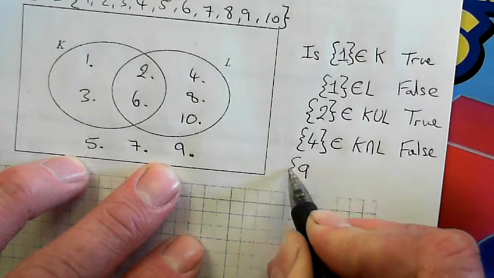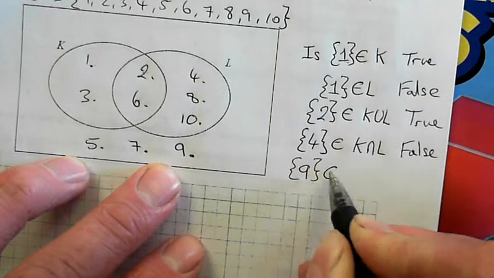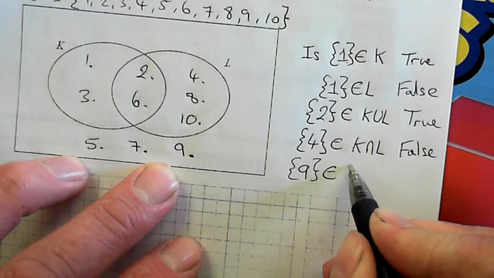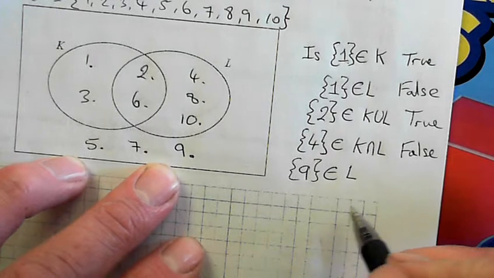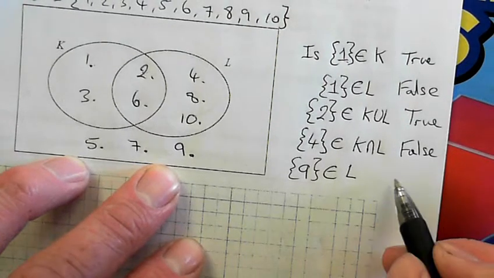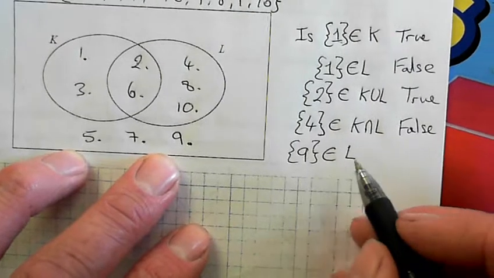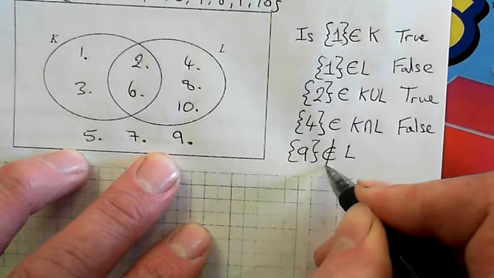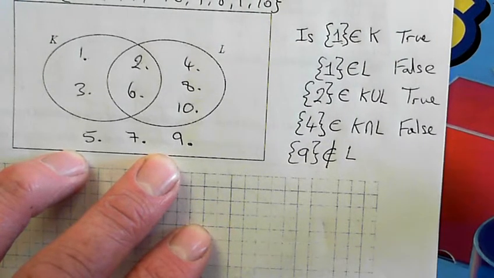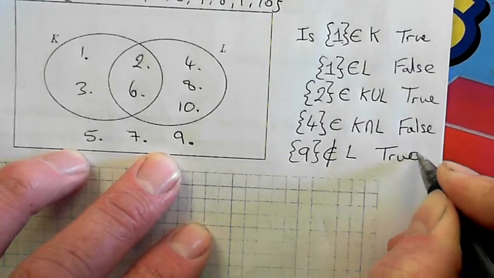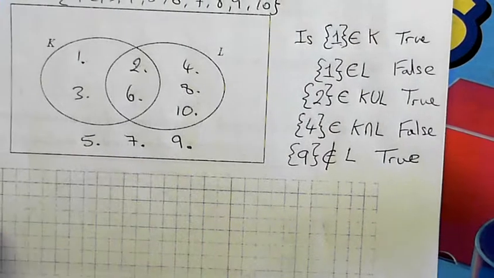Is 9 an element of L? False. Okay, that's false, isn't it? So I can also change the statement slightly. 9 is not an element of L. Is that statement true now?